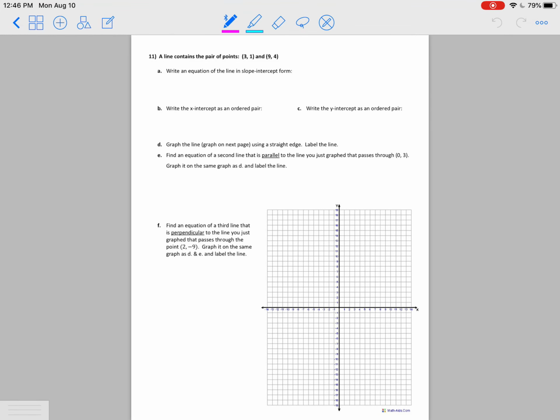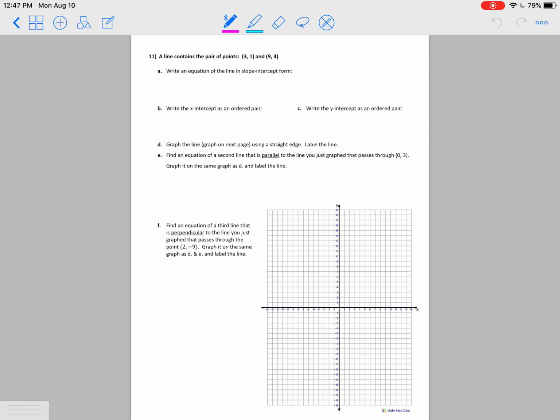Hello again. And we are back talking about parallel and perpendicular lines. This video is going to cover an application problem. It's kind of an application problem. It's kind of just a combination problem with all of the individual concepts that we've learned so far about writing equations of lines, graphing them, writing an equation of a parallel and perpendicular line, and graphing them.